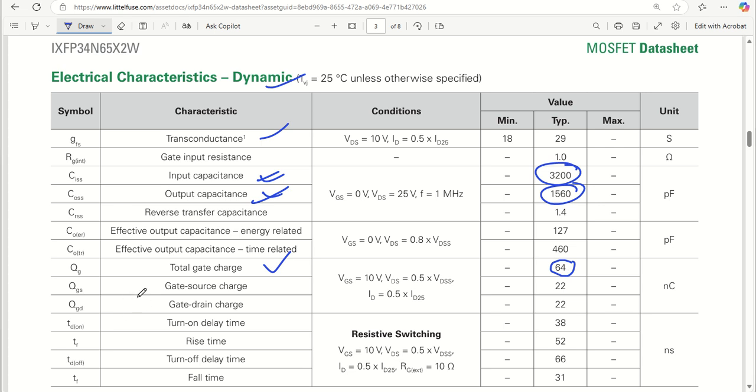Now, as I told you, we have gate charges at each junction, so we have gate to source charge and gate to drain charge. The thing that we have to talk about is turn on delay time, which is 38 nanosecond, and turn off delay time, which is 66 nanosecond. All right. Rise time is 52 nanosecond, and fall time is 31 nanosecond. So you must make sure your application meets these delays. Otherwise, it will not be a suitable component for the application.